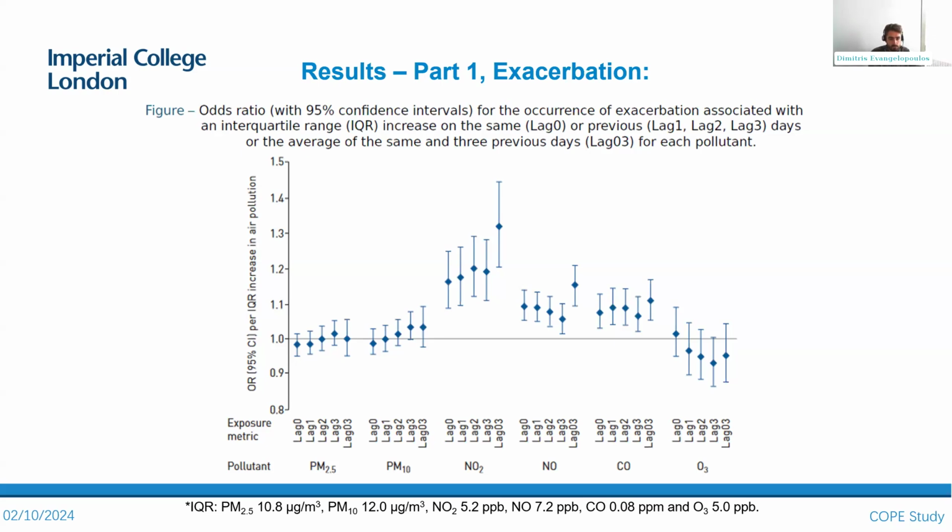To quantify these associations, we found that an interquartile range increase in people's exposures, so a plausible increase in people's exposure, was associated with a 20% increase in the odds of exacerbation occurrence, of having an exacerbation on a specific day. And this finding was the same whether we used the same day of exposure, the previous day, or up to 3 days before. And when we assessed the cumulative impact across all the 3 days, this became even higher. It went to more than 30%.